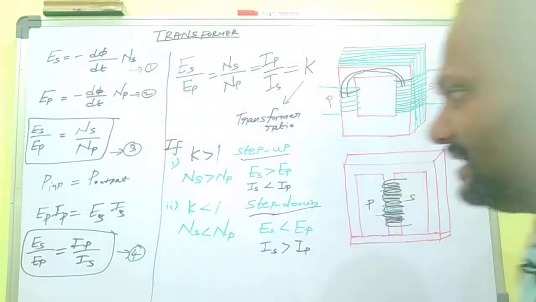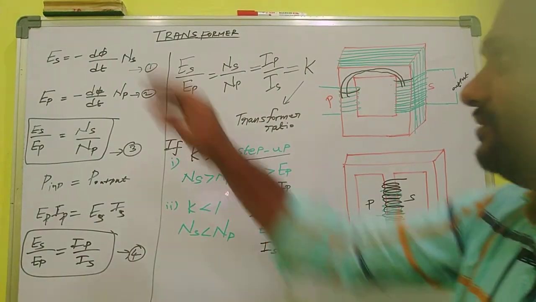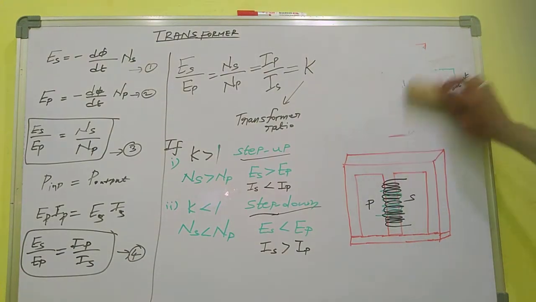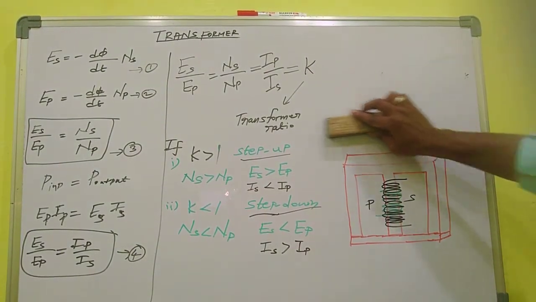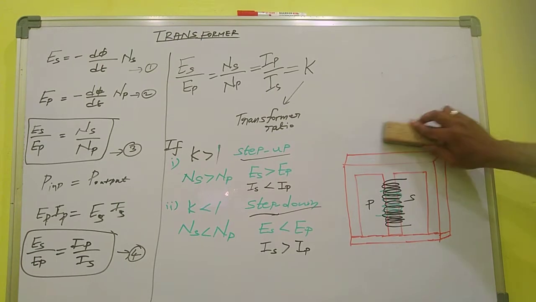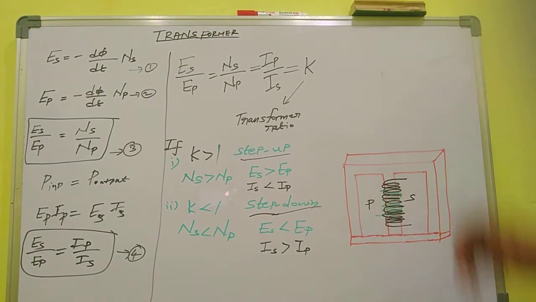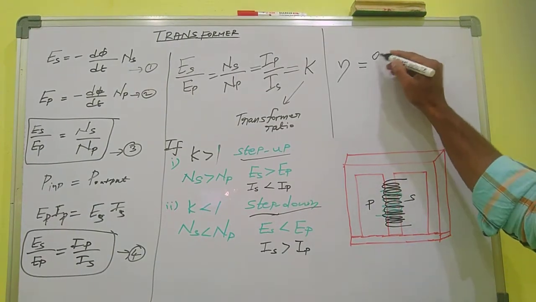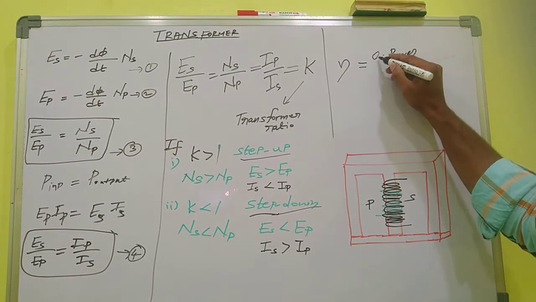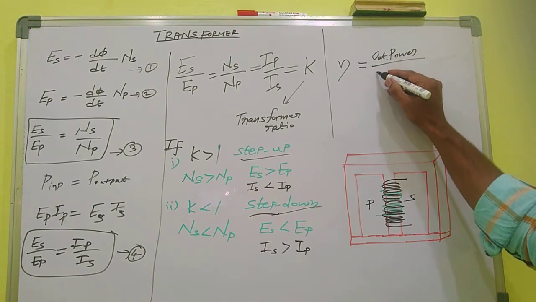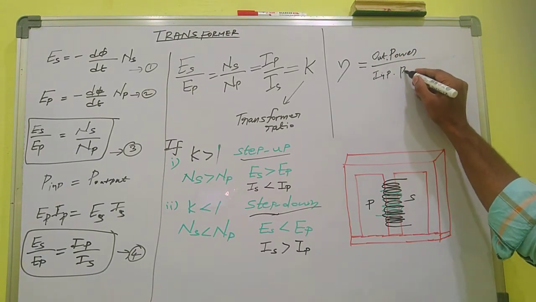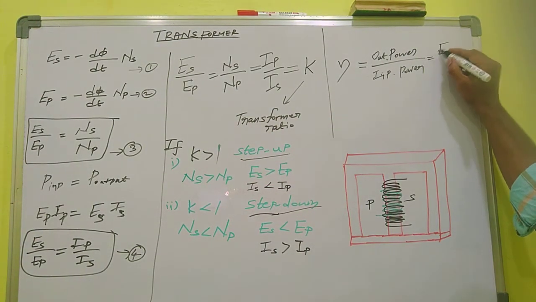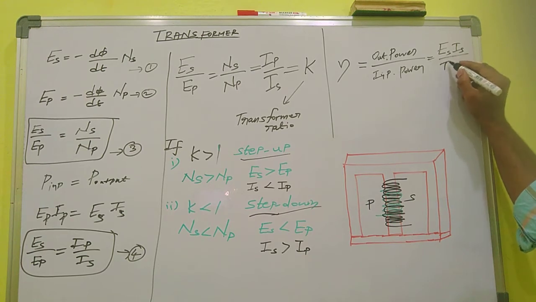Okay, what is the efficiency of the transformer? The transformer's efficiency can be calculated by which factor? The efficiency of a transformer is indicated by the Greek letter eta, and eta is equal to output power by input power. What is output power? Output power is Es Is. Input power is Ep Ip.